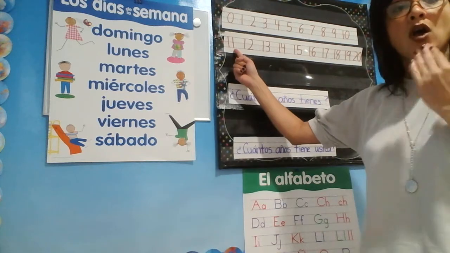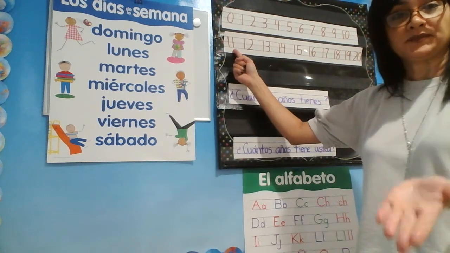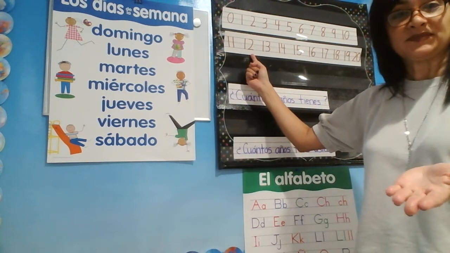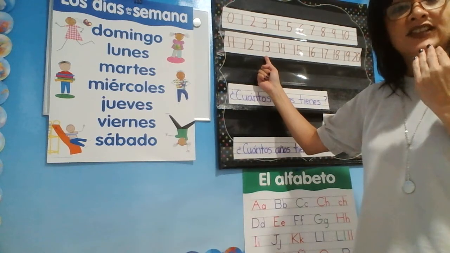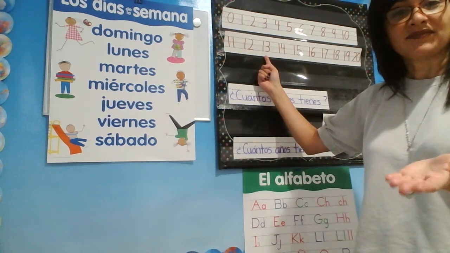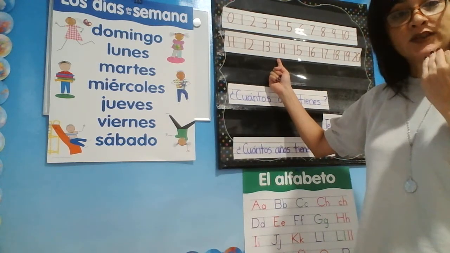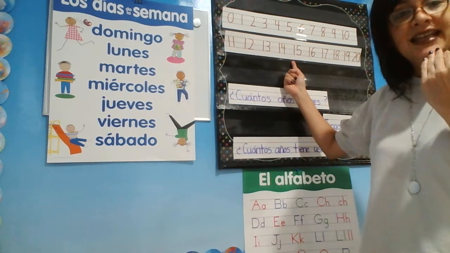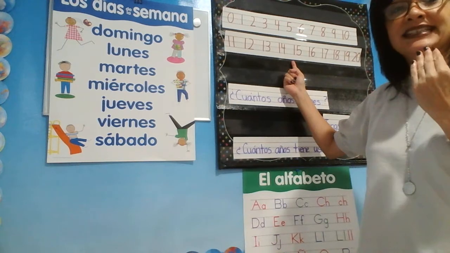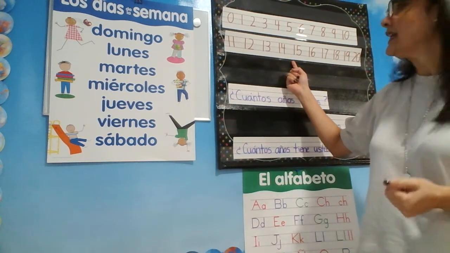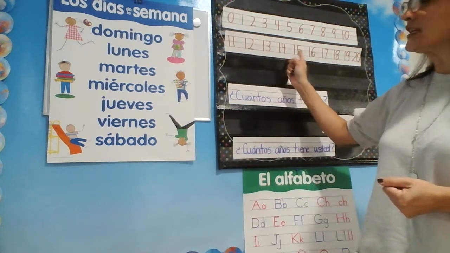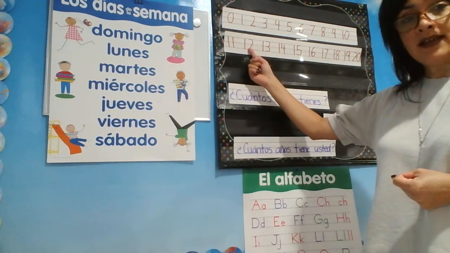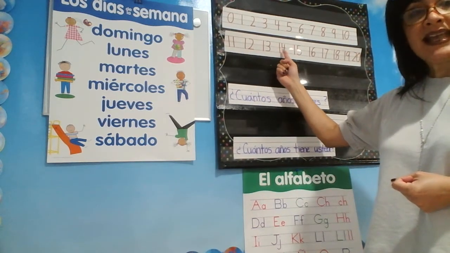Now for 11. Once, 12, 13, 14, that's 14. 15, that's 15. 11, 12, 13, 14, 15 all end in se. 11, 12, 13, 14, 15.